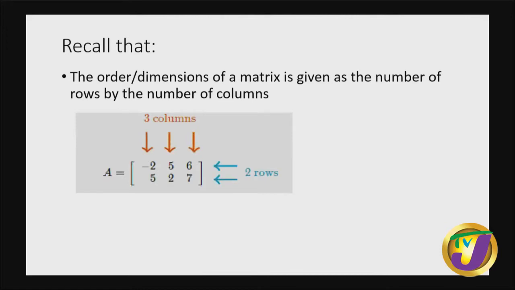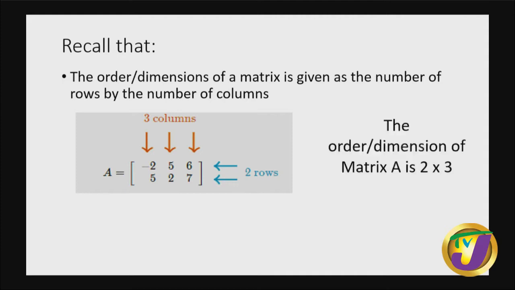We would. Yes, we would. So let's look at the diagram we have there. We have matrix A. And as you can see by the arrows and the annotation, it has 2 rows, 3 columns. And we want to remind our students that the rows are horizontal, and our columns are vertical. Very important, especially as we go into this particular topic. All right, so we can say that the order or dimension of matrix A is a 2x3.